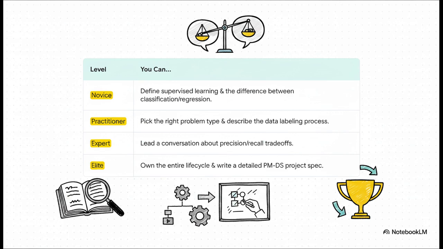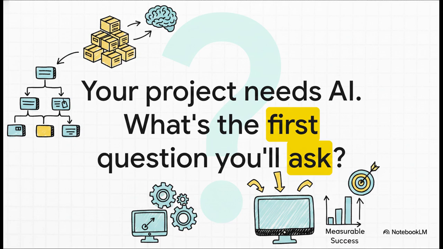So what's the big takeaway here? It's this. The next time someone on your team throws out the idea, hey, we should use AI for this, you're not just going to nod along. You're going to be the one asking the smart questions. Is this a classification problem or a regression problem? What's our plan for getting high-quality labeled data? And the most important question of all, how will we know if we've succeeded? Not in building a model, but in solving a real problem for our business. Answering that is how you create real impact.